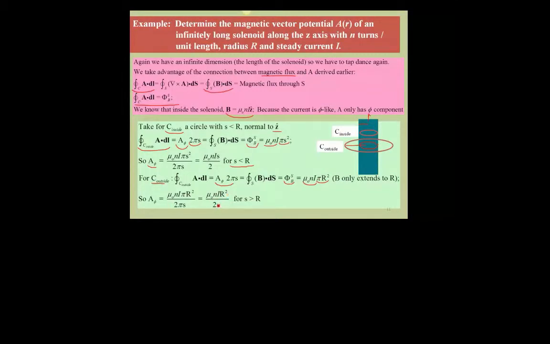Outside, A changes s dependence from inside. Inside it's linear with s, here it's 1 over s. And this is for outside. Even though we have an infinite extent, by using the flux, we're able to get an A. It's somewhat puzzling, though, because we had to use our knowledge of B to get A. Quite often, we're trying to get an A and then find a B. So I just wanted to point that out.